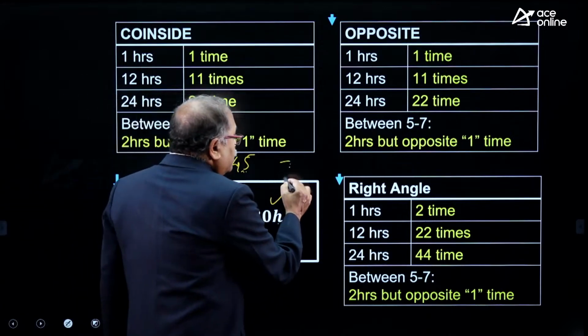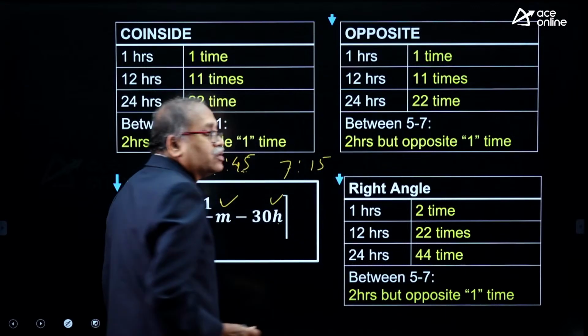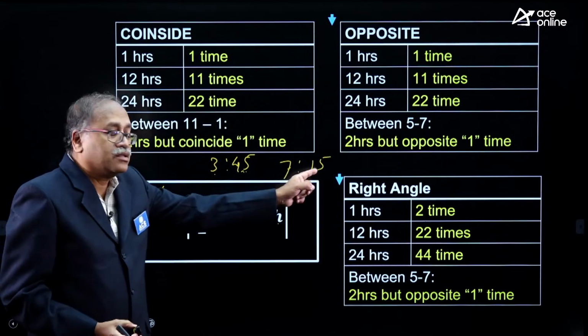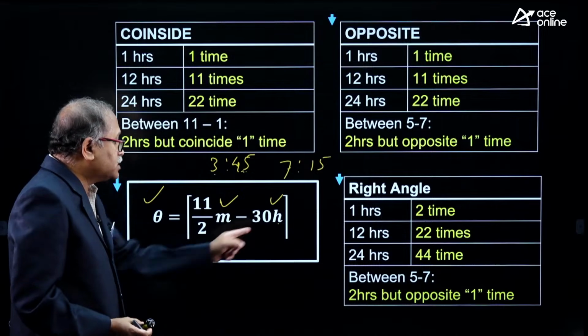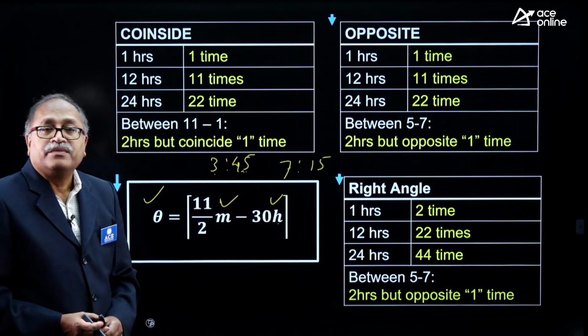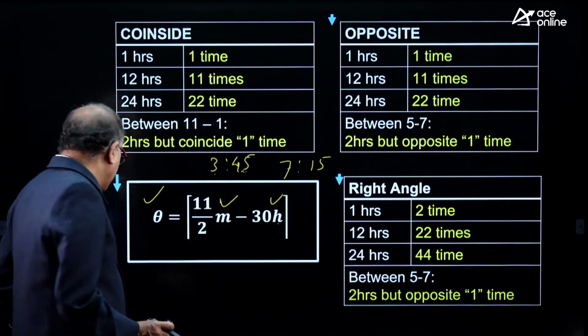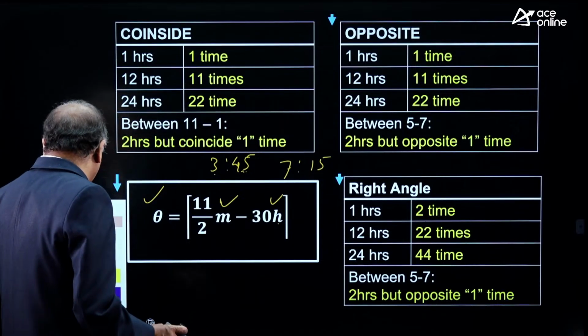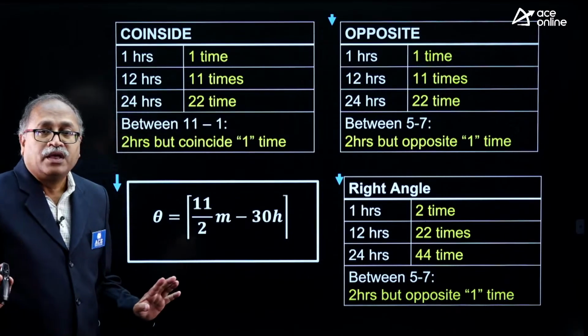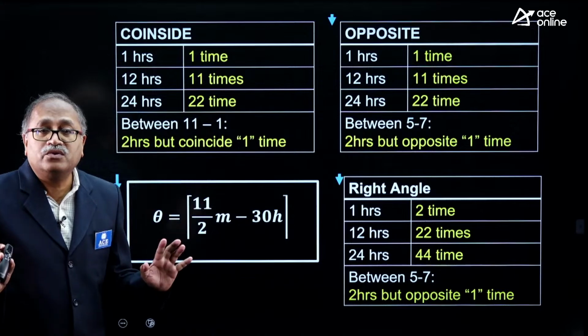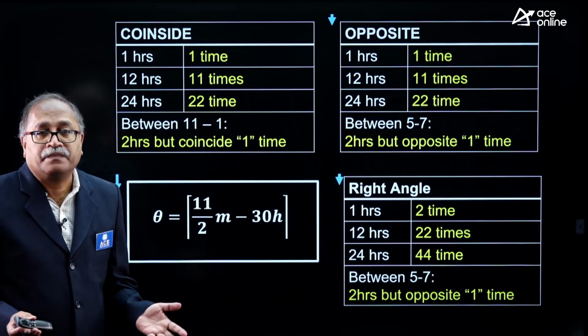If I write 7:15, what is M here? That is the minutes, 15. And what is H here? That's 7. So this is the formula, and I request you to take a screenshot of this. All this we are going to use while we are discussing the question.